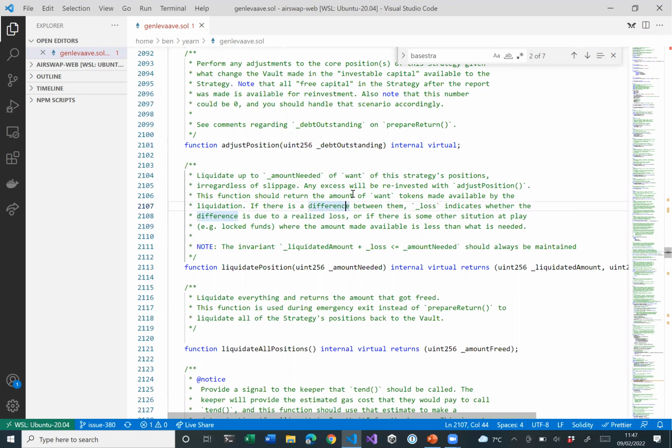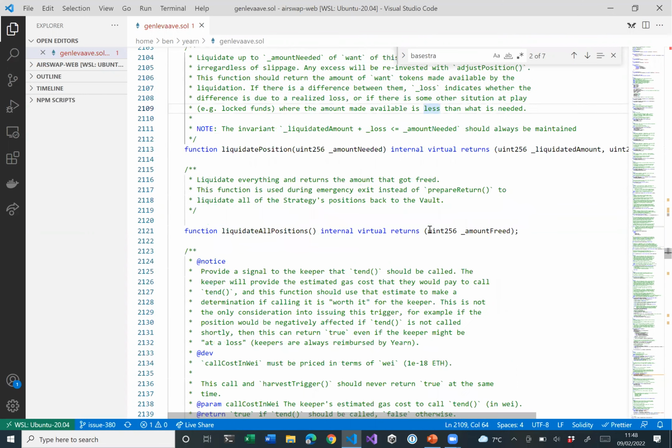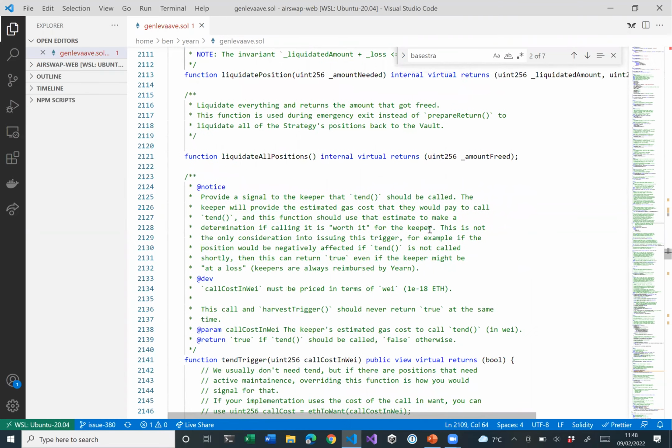Liquidate up to the amount needed of the want of this strategy's positions, irregardless of slippage. Any excess will be reinvested with adjust position. This function should return the amount of want tokens made available by the liquidation. If there is a difference between them, loss indicates whether the difference is due to a realized loss or if there is some other situation at play, e.g. locked funds, where the amount made available is less than what is needed. Liquidate all positions, I guess that's some sort of emergency kind of thing.